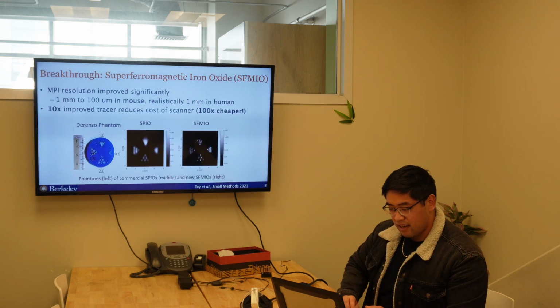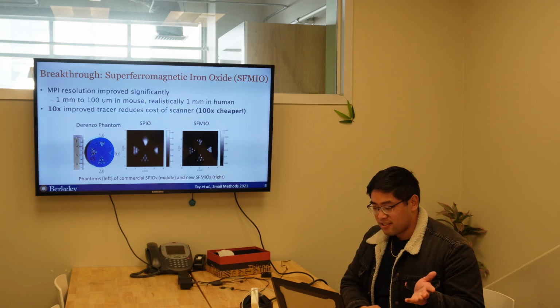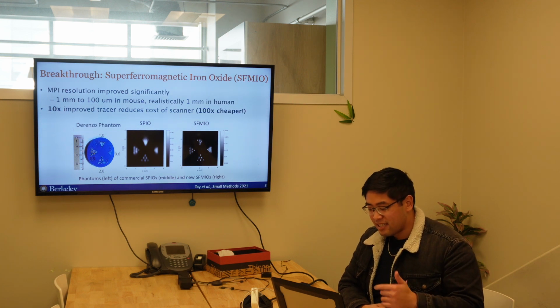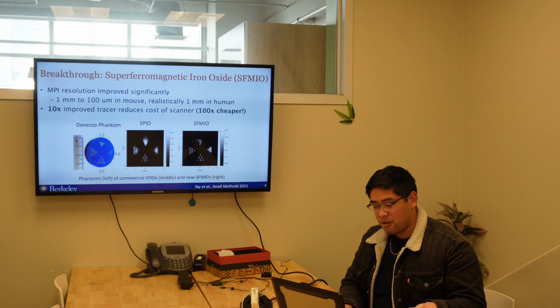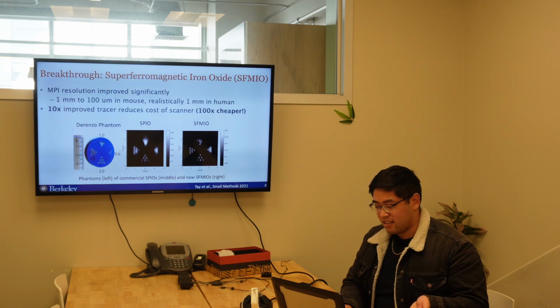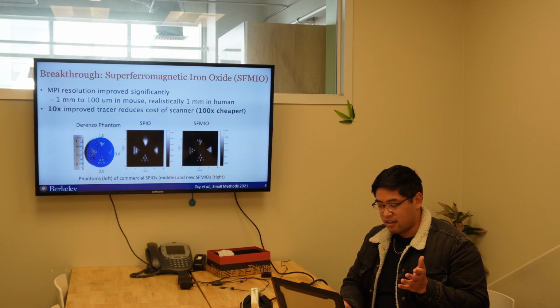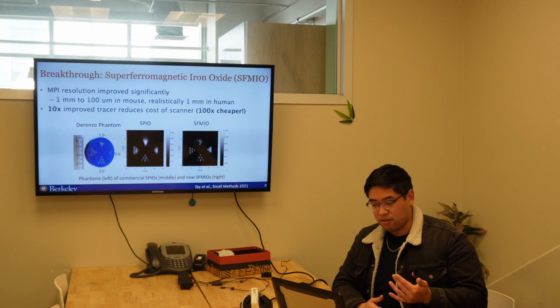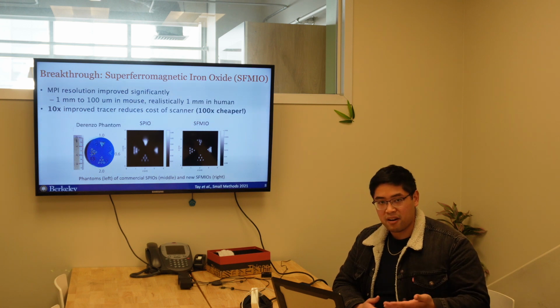And so a recent breakthrough in our lab with novel particles has shown an order of magnitude increase in resolution and sensitivity. These, what we call super ferromagnetic iron oxide particles, or SFMIOs, improve resolution from 1 millimeter down to 100 microns in a mouse. A better resolution particle is really good for clinical translation because it relaxes the field strength requirements of a gradient, which would reduce the cost of a scanner, making a human scanner more feasible.